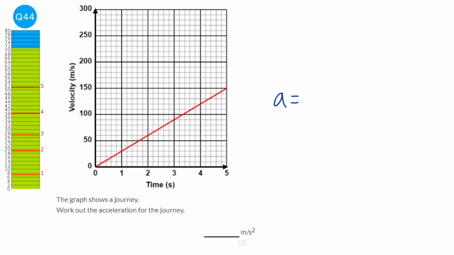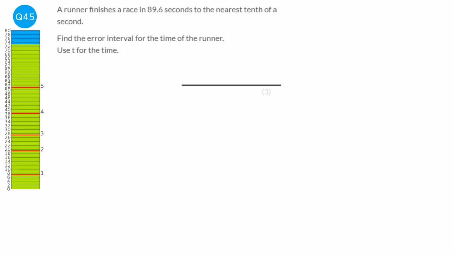Acceleration is change in velocity over change in time. So change in velocity, where it starts at 0 and goes up to 150, so that would be 150, over the change in time. Well, the time starts at 0 and goes up to 5, so that's 5. And so 150 divided by 5 is 30. The velocity is in meters per second, the time is in seconds, so the units will be meters per second squared. So it's 30 meters per second squared.